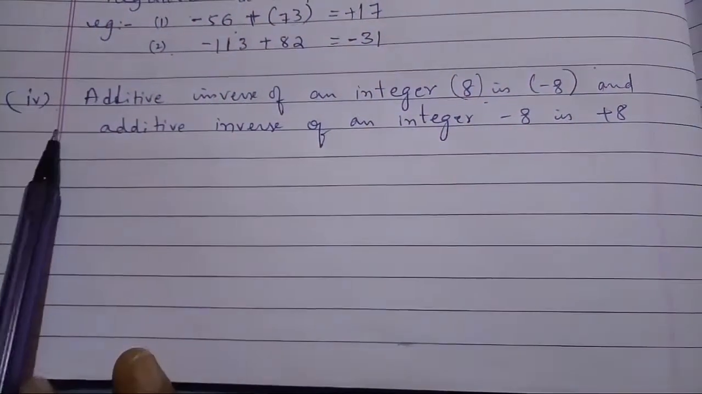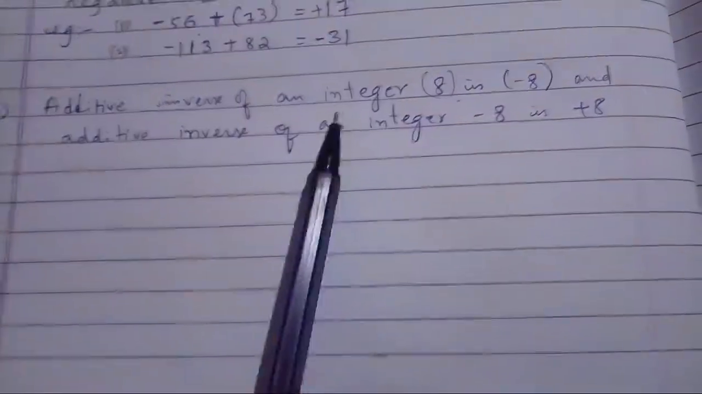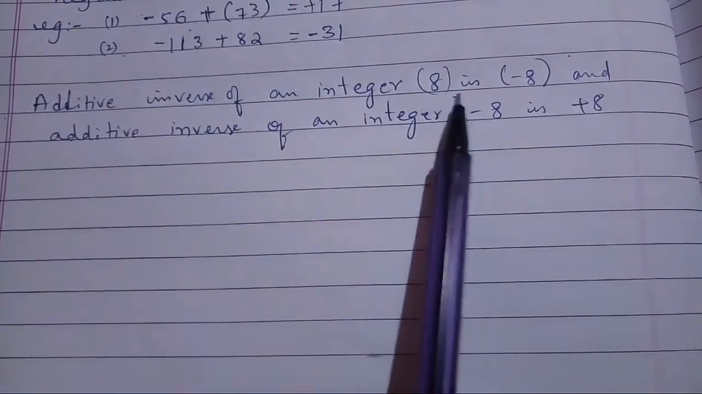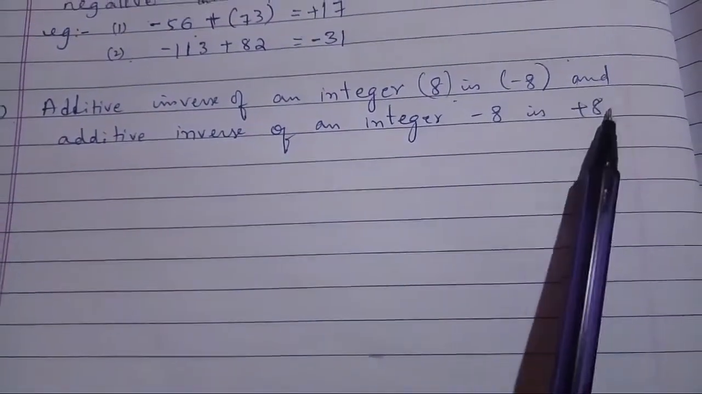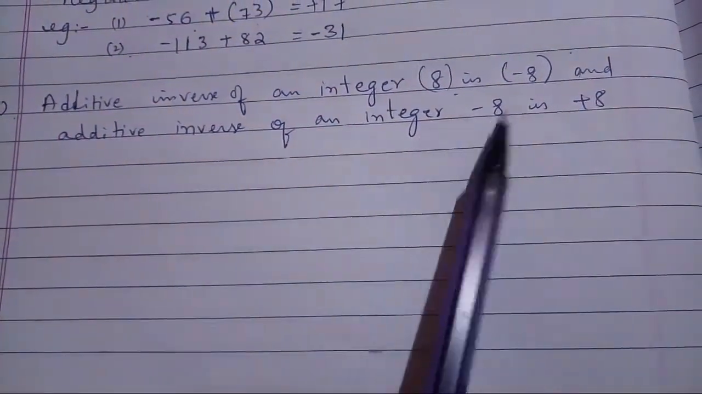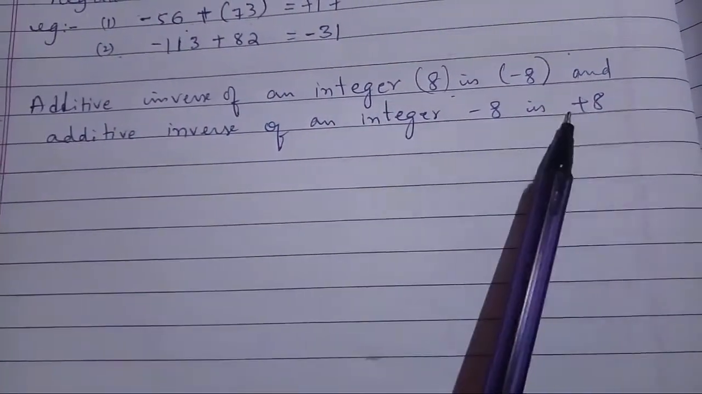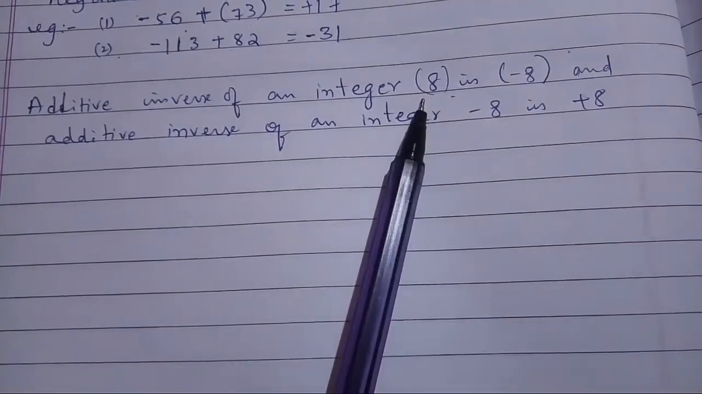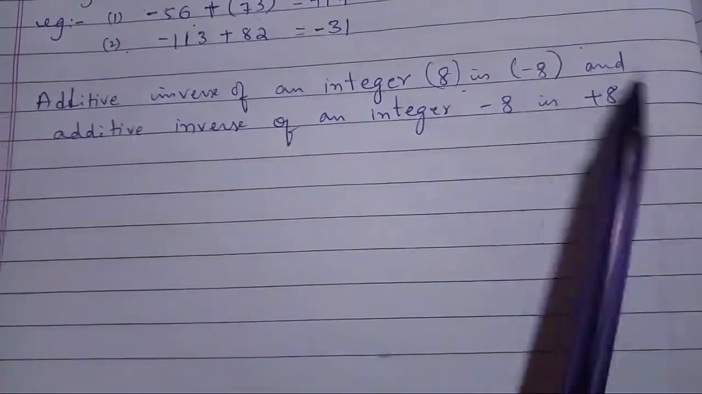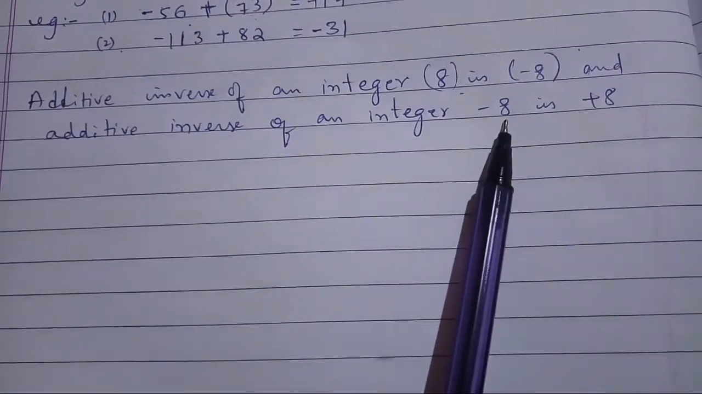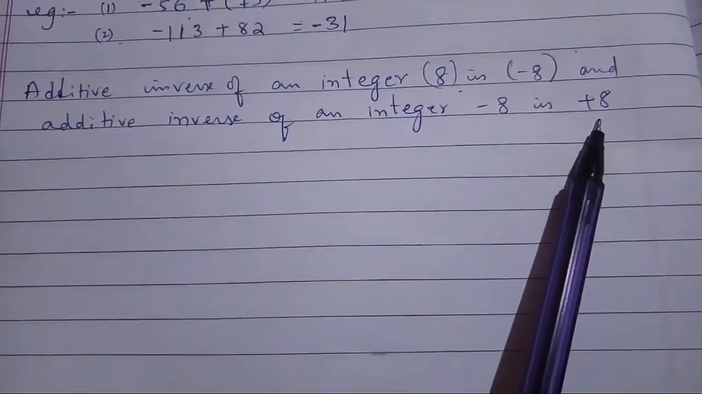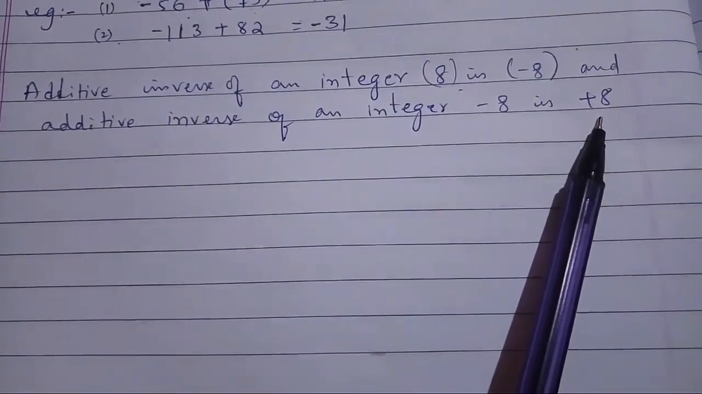Now, the fourth point: the additive inverse of the integer 8 is -8, and the additive inverse of the integer -8 is positive 8. If we take the inverse of a positive integer, we get a negative, and if we take the inverse of a negative integer, we get a positive integer with the same number.